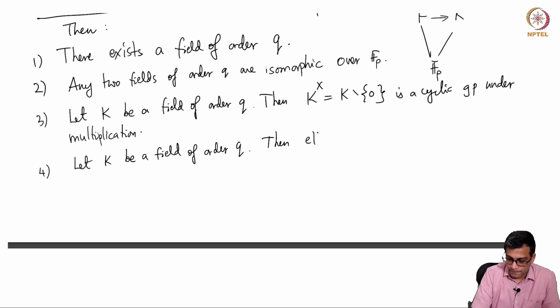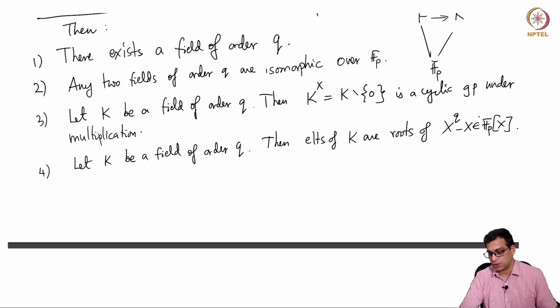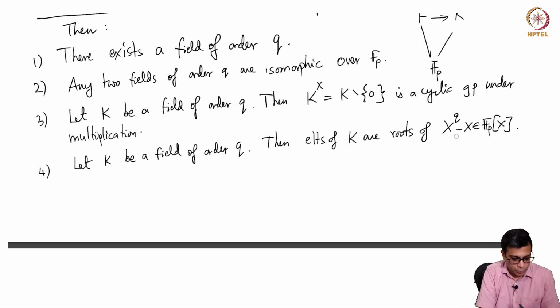Then elements of K are roots of x^Q - x. So K is in fact the splitting field of this polynomial x power Q minus x over Fp. It's very rare that roots of a polynomial form a field or even a group. It just happens that roots of this particular polynomial form a field of order Q. There are Q elements, it's degree Q, they are all distinct, one has to prove that, and they form a field. That's in fact how you construct a field of order Q.